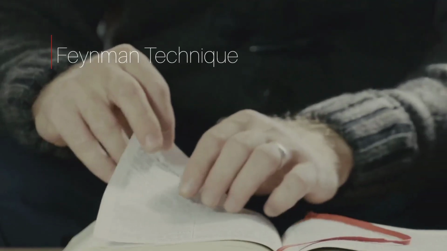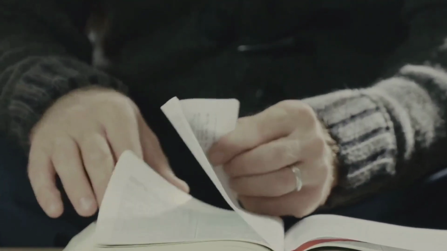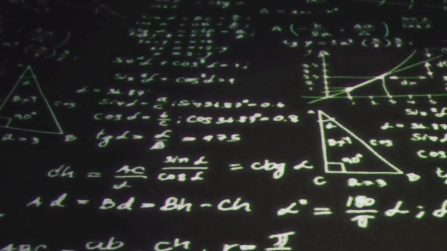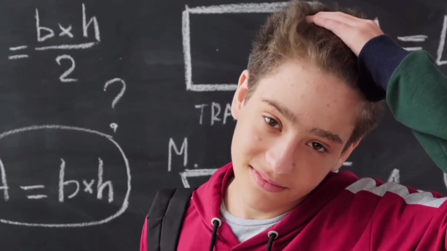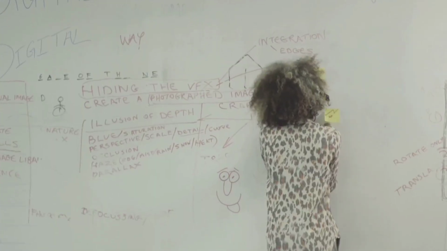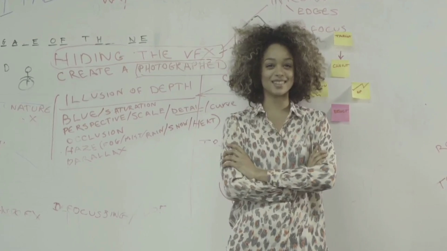This idea is at the heart of the Feynman technique, a powerful learning method named after the renowned physicist Richard Feynman. Feynman was known for his ability to break down complex scientific ideas into digestible pieces. He believed that if you couldn't explain something simply, you didn't truly understand it. The Feynman technique encourages us to adopt this same approach, turning passive learning into active understanding. It's not about memorizing facts, it's about truly grasping the underlying principles.